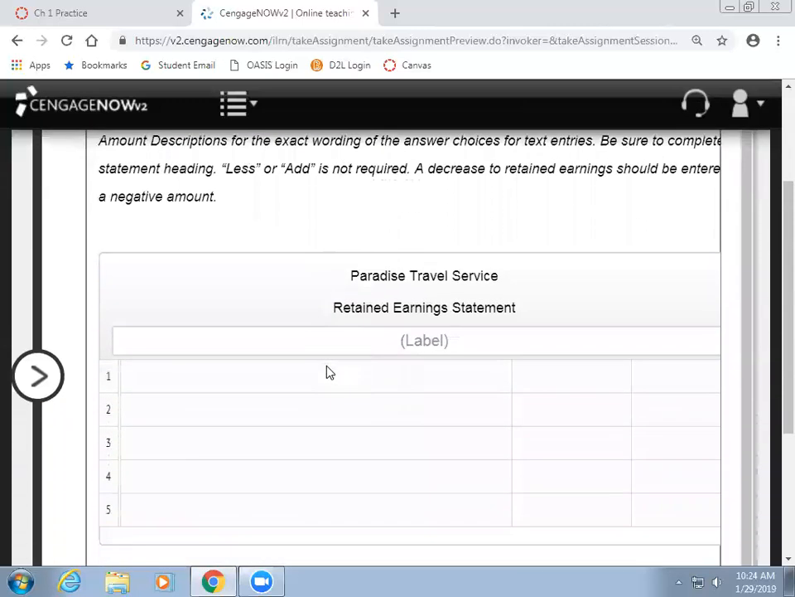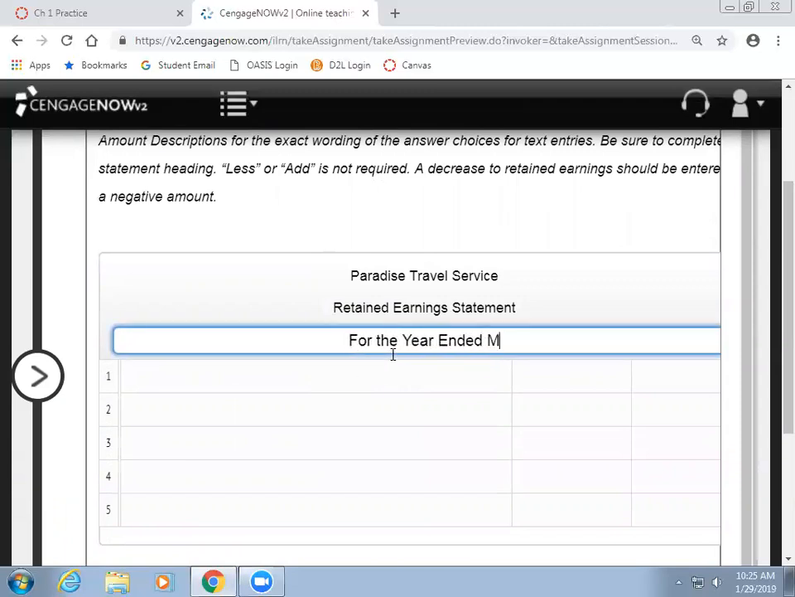So retained earnings statement. This one, again, you start with the same type of header. So you still start with the company name, Paradise Travel Service. The second line is your statement, which in this case is retained earnings statement. And the label is the same as it was for your income statement. So it's still for the year ended May 31st. So I'm going to type for the year ended May 31st, 2018. I keep wanting to type 19, 2018. Okay.